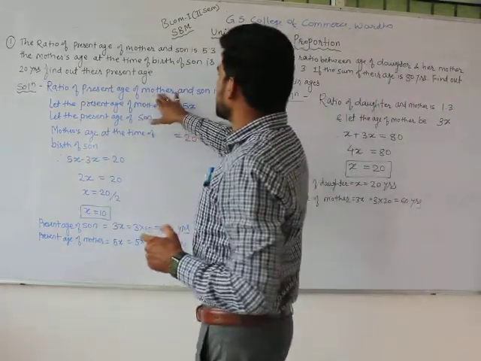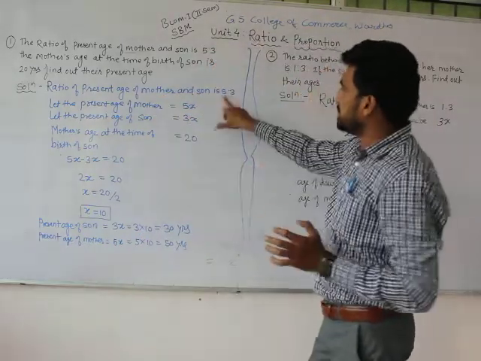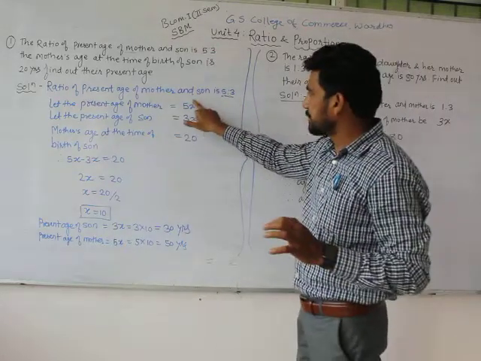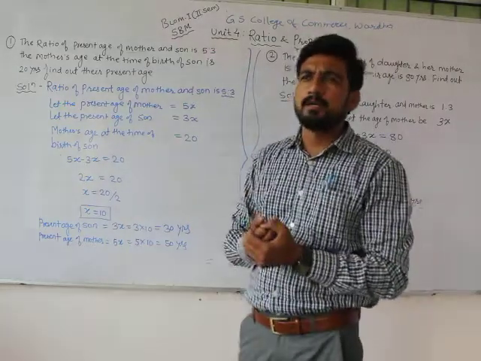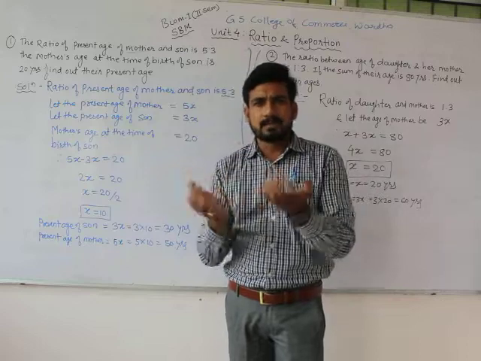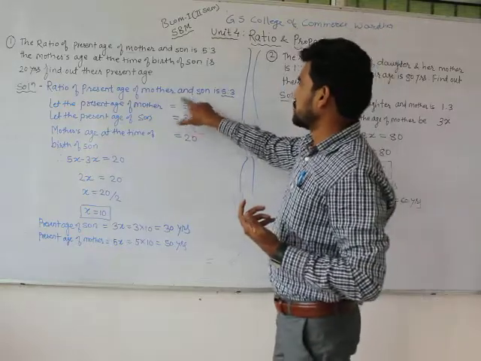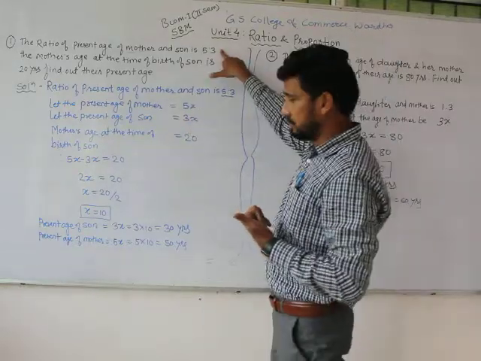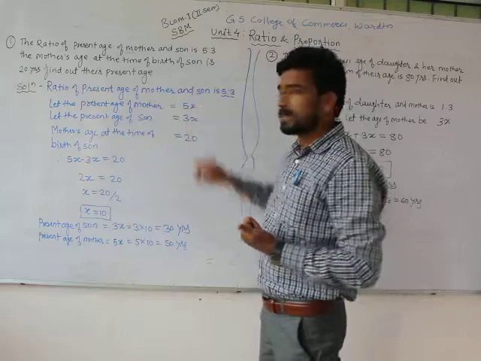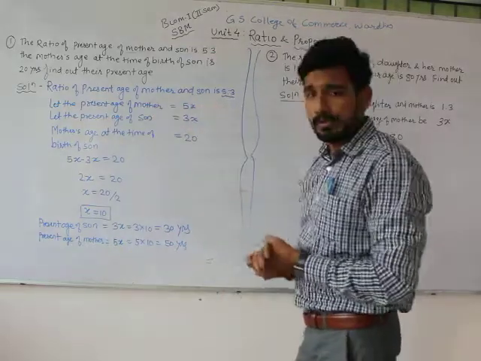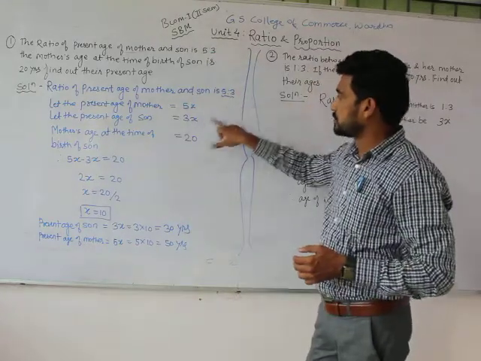So the ratio of present age of mother and son is 5:3. This information is already given. Let the present age of mother be 5x. x is a supposed factor because we have to find out this value. We don't know that value, so the value that we don't know, we generally mention as x. So the present age of mother is 5x. Where did 5 come from? We have the proportion. So 5 for mother, and x the supposed value which we have to find out, so it will be 5x. Let the present age of son be 3x, because 3 is given here. 3 for son, so it will be 3x.